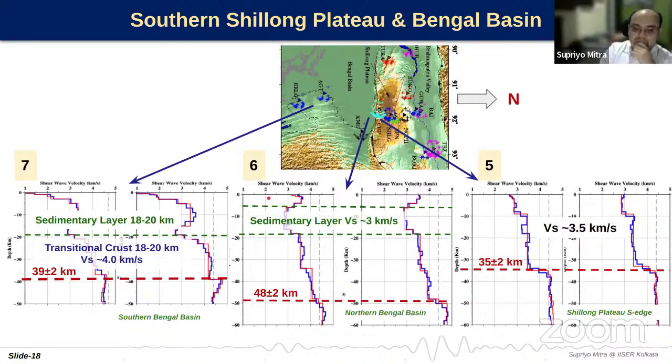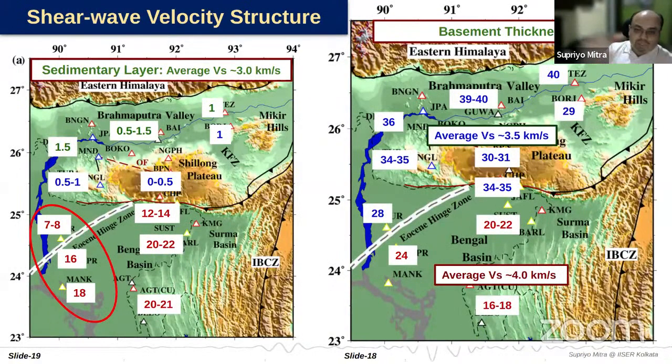So now let me summarize what I've just told you. There are two things that I'm showing you. One, on the left, is the sedimentary layer thickness, and on the right is the basement thickness, which is essentially the crust without the sediments. So things to note here, look at the Brahmaputra Valley. As I said, there is a very thin veneer of sediments, nowhere more than 1.5 kilometers. Over the Shillong Plateau, it's almost devoid of any sediments.